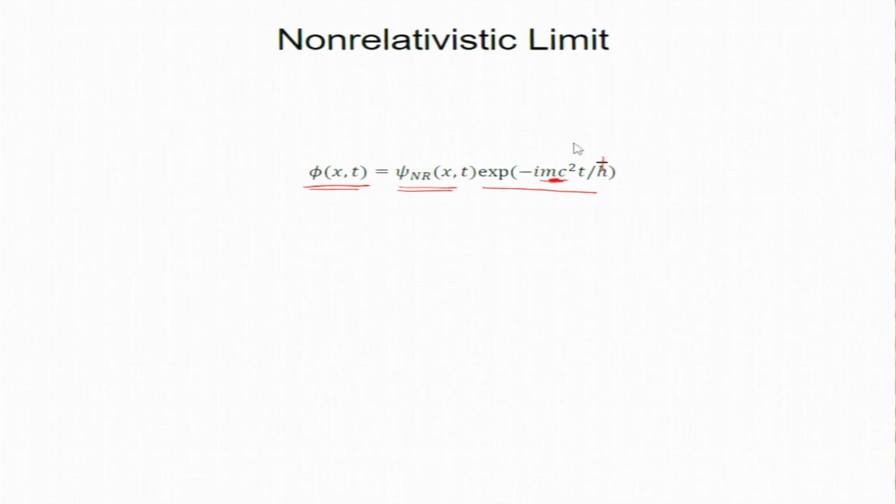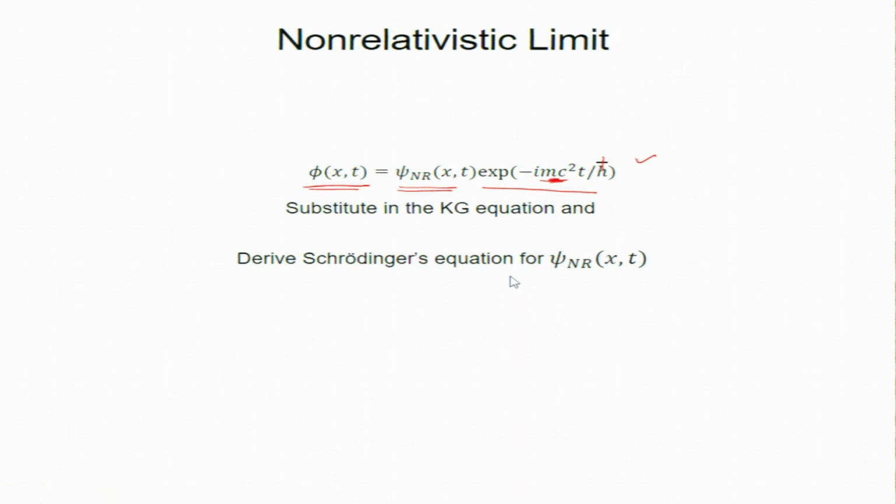Now, we can substitute this in the Lagrangian for the Klein-Gordon. We have written the Klein-Gordon Lagrangian, or you can put this in the Klein-Gordon equation, and then you should derive the Schrodinger equation, right? If you substitute it, the mc squared term will go away, and under appropriate approximation, you should be able to derive the Schrodinger equation for psi non-relativistic, and derive the Lagrangian. Okay, so you should be able to do it.